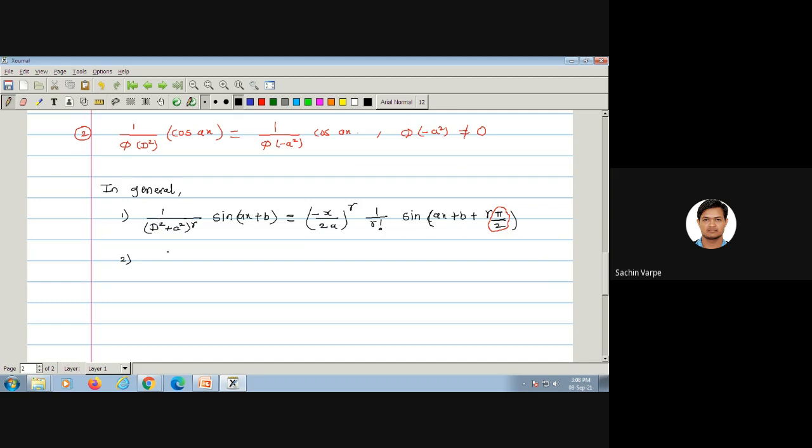And the similar rule for cos: I'm writing 1 upon d square plus a square raised to r, cos of ax plus b, can be written as minus x upon 2a raised to r into 1 upon r factorial, cos of ax plus b plus r pi by 2.